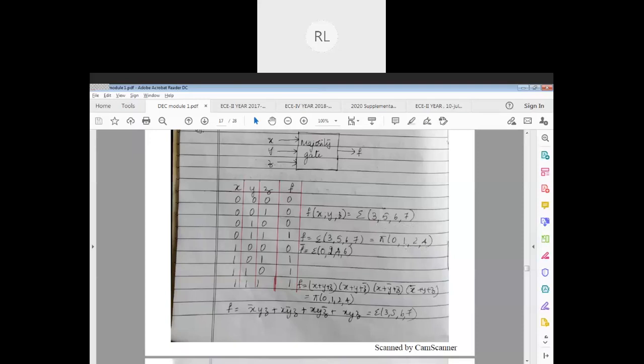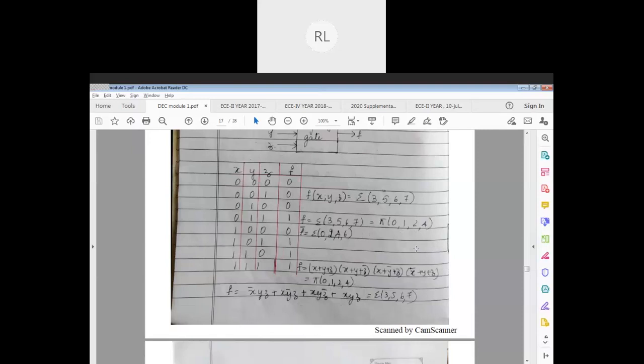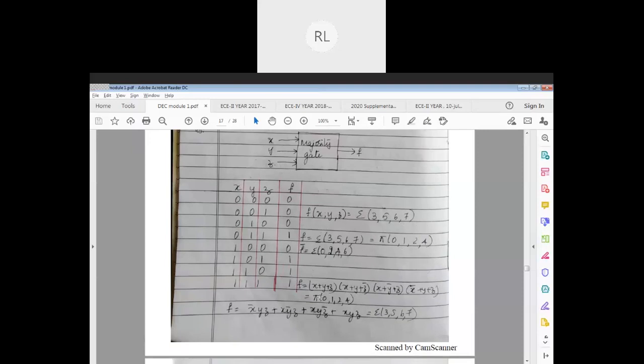So 0 1 2, 3 is here, 4, 5, 6, 7. Okay, 3, 5, 6, 7 are here. I leave them out. So 0, 1, 2, 4. This is going to be my max terms. Okay. So if I have to represent them, this is how I'm going to represent them.